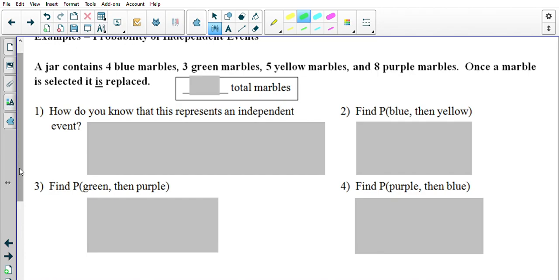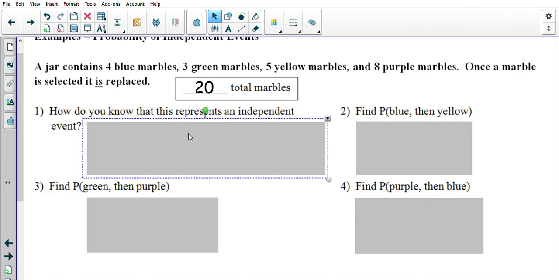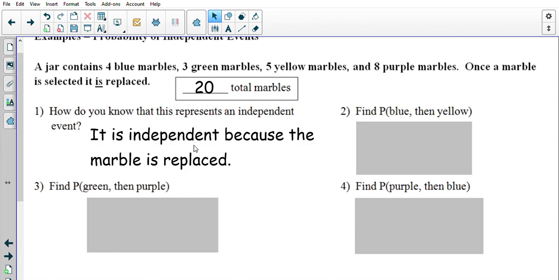So the directions: a jar contains 4 blue marbles, 3 green marbles, 5 yellow marbles, and 8 purple marbles. Once a marble is selected, it is replaced. The first thing you want to do is calculate how many total marbles we have. Take a moment and do that. All right, hopefully you got that we have 20 marbles. The first question is, how do you know that this represents an independent event? Well, it says in the directions that once a marble is selected, it is replaced. And if that marble is replaced, this is going to represent an independent event.